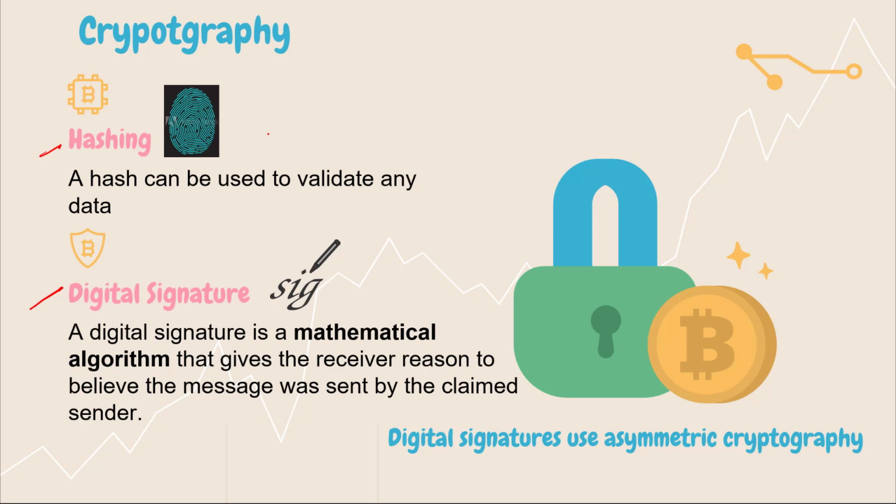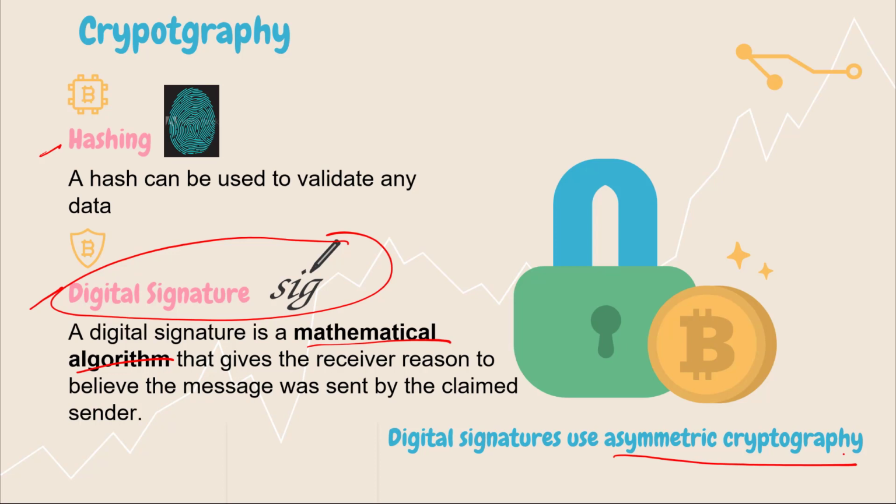And a digital signature is a mathematical algorithm that gives the receiver reason to believe that the message was actually sent by the claimed sender. So this is just kind of proving yourself or authorizing digitally that you own the asset which you want to transfer, and you sign it by using a digital signature. This digital signature actually uses asymmetric cryptography, which you also call public key cryptography, and that's the topic for the video today. So let's take a look at the next slide and learn more about how public key cryptography works.